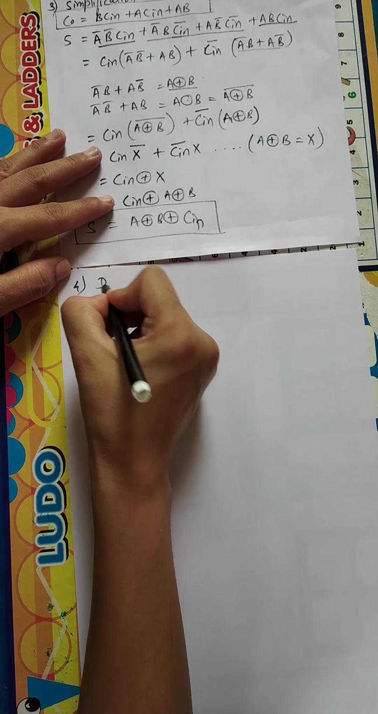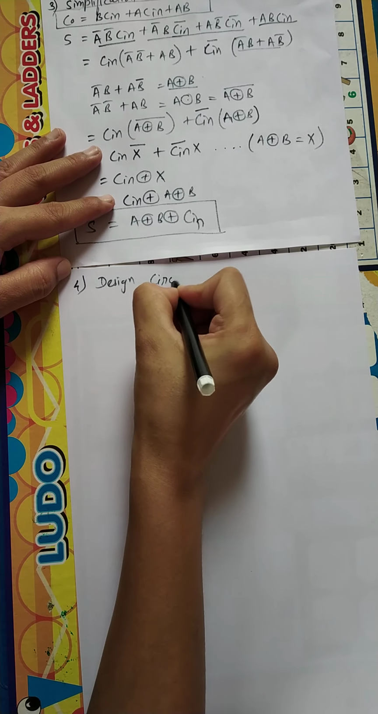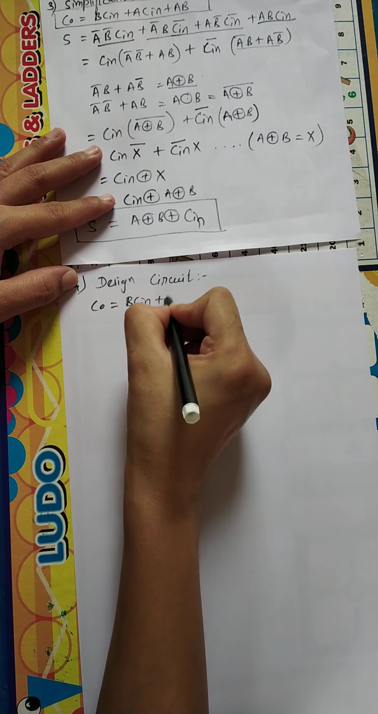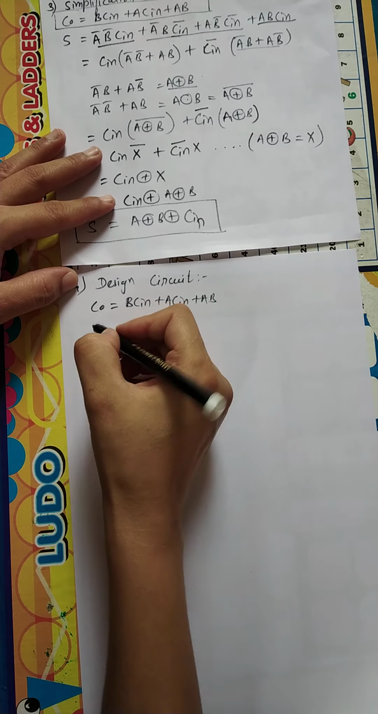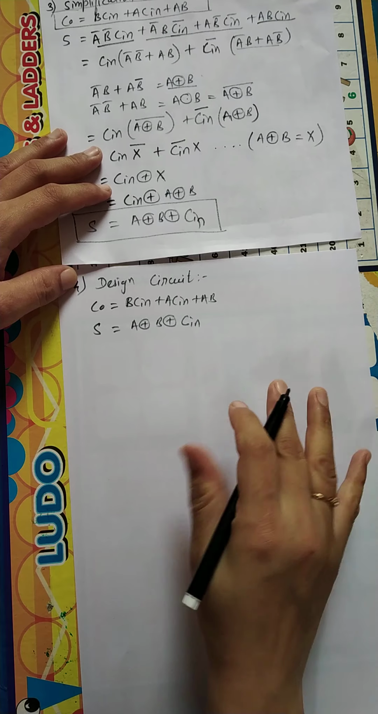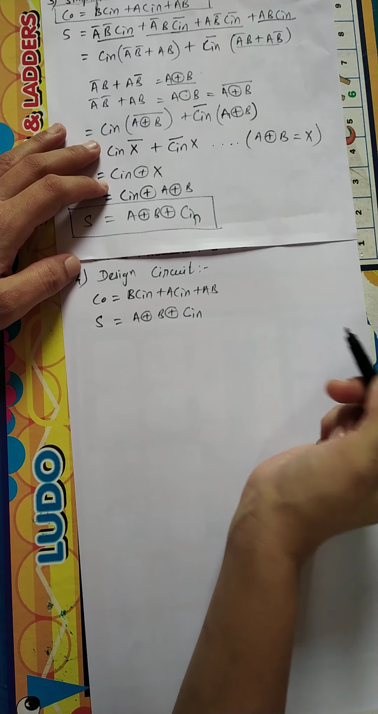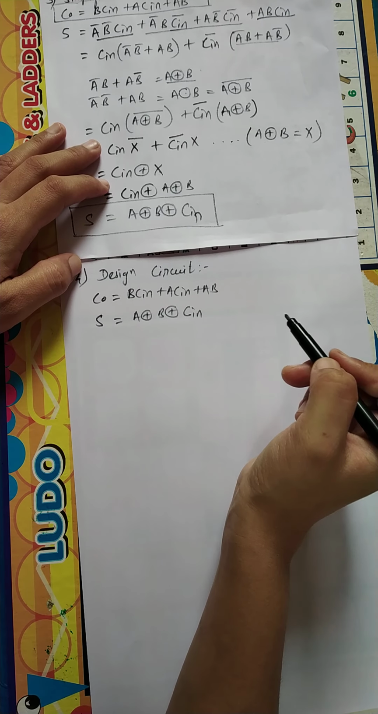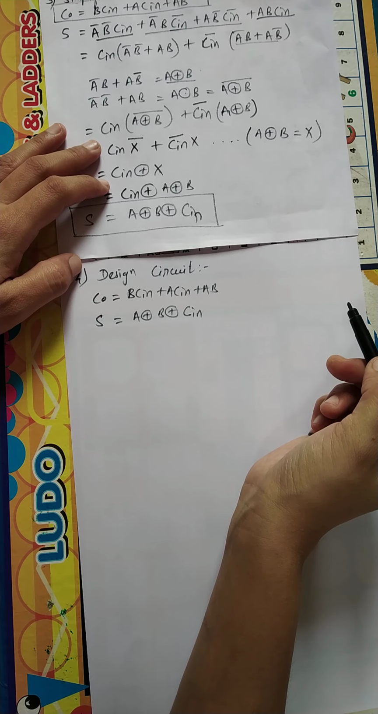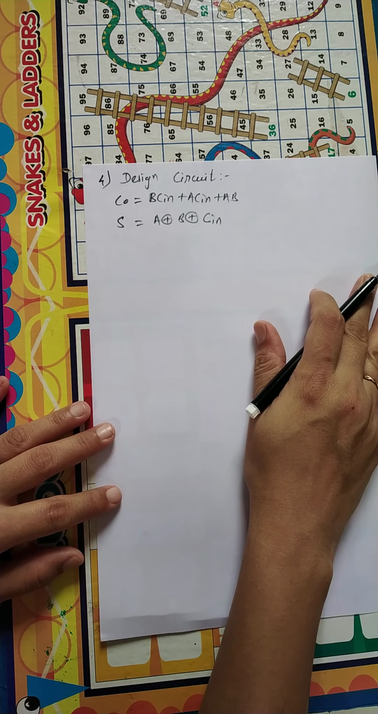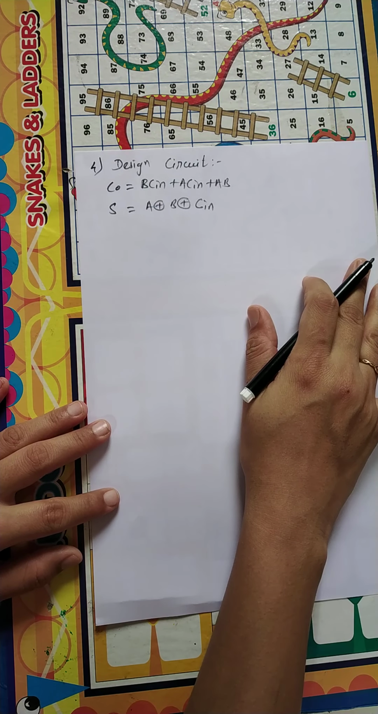Fourth step, design circuit. So I will write the final equations: for carry, BC in plus AC in plus AB, and the other is sum equal to A XOR B XOR C in. So actually for implementing the circuit of full adder, we can use logic gates, or simply we can design the full adder using two half adders, right? There comes a question in the exam that asks to design a circuit using logic gates, or sometimes the question may ask to design a circuit using two half adders, right?